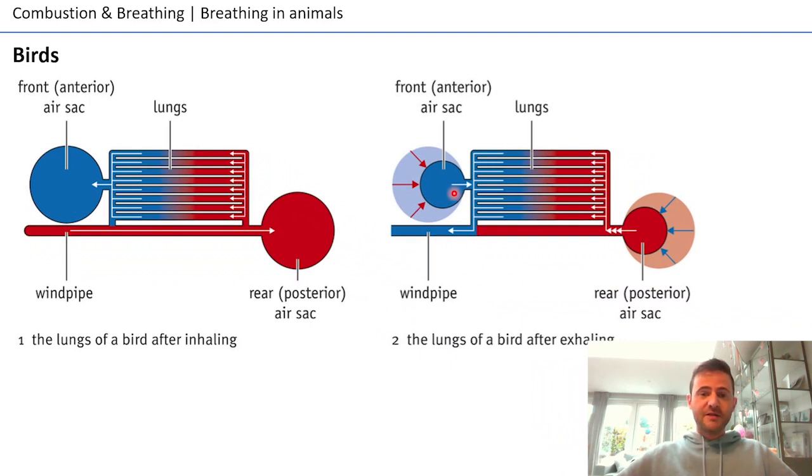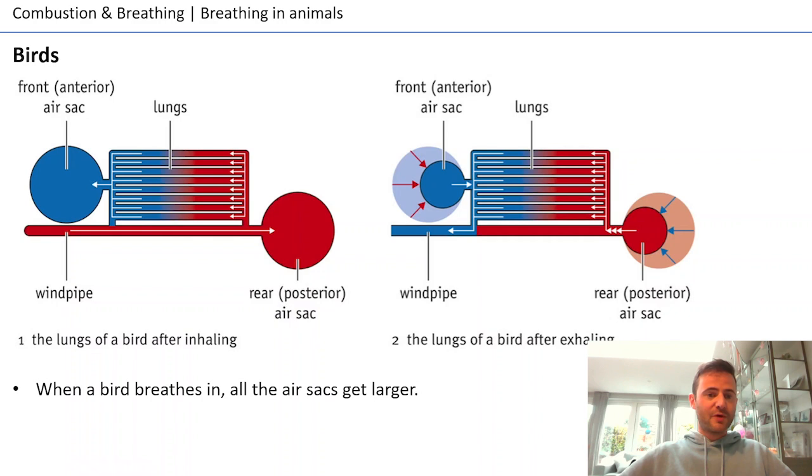Both the front and the rear air sacs contract. The lungs themselves stay the same size. From the rear air sacs, oxygen-rich air is pushed into the lungs, while from the front air sacs, carbon dioxide-rich air is pushed out through the windpipe and exhaled. Now, let's quickly summarize.